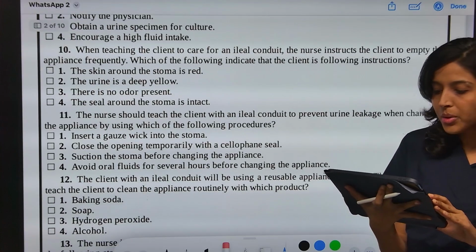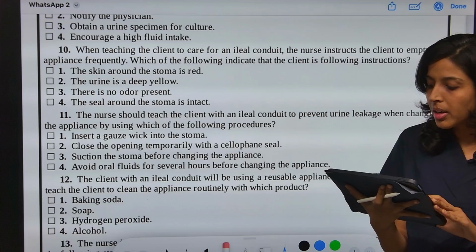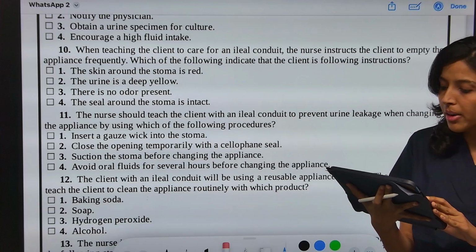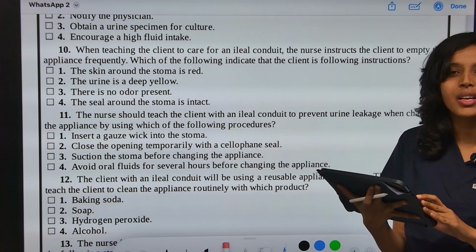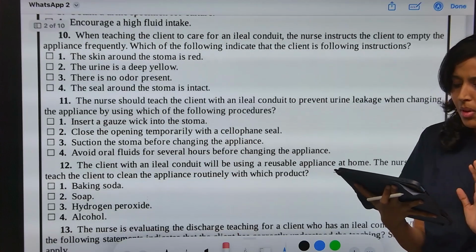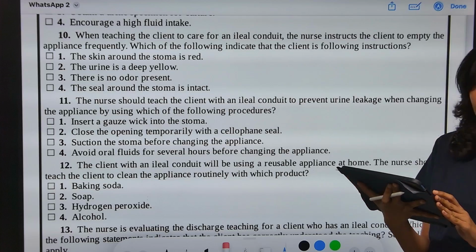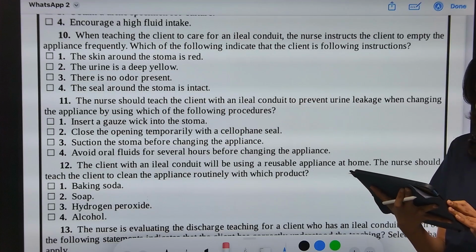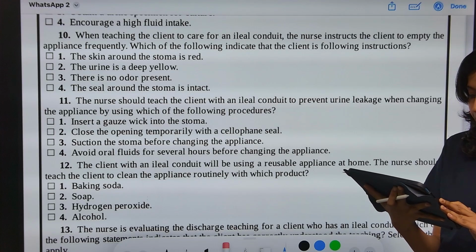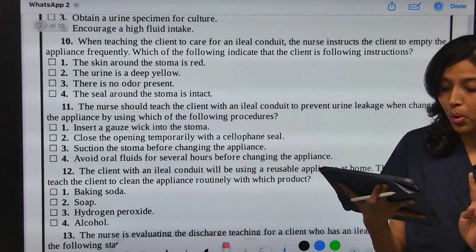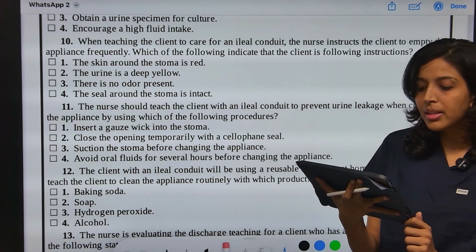When teaching the client to care for an ileal conduit, the nurse instructs the client to empty the appliance frequently. Which of the following indicates the client is following the instruction? You have 4 options. Just look at the options and choose the right one. The right answer will be answer number 4. The seal around the stoma is intact.